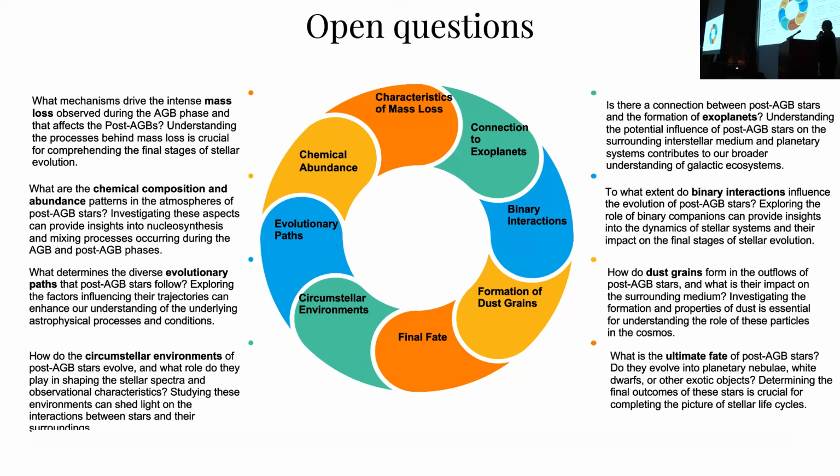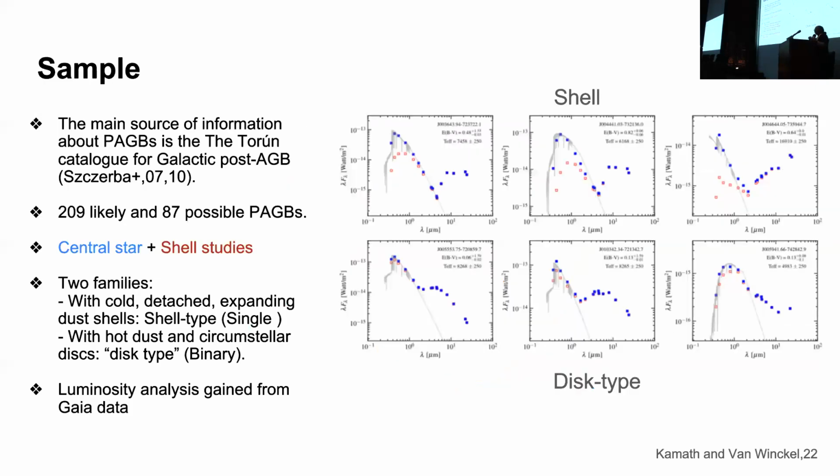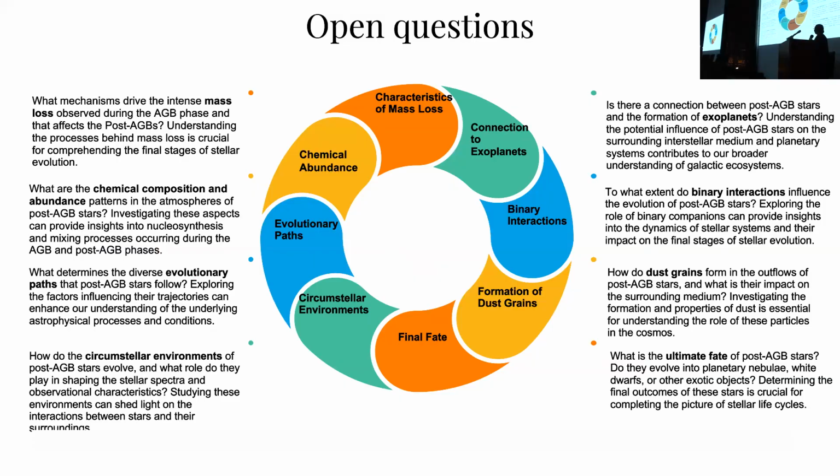Then we have the chemical abundances. Chemical abundances are very important because we want to know the composition, the abundance of post-AGB stars, so we will be able to investigate processes like nucleosynthesis. Then we have the evolutionary paths. How do post-AGB stars evolve? Do they all evolve on the same path that we've seen in the HR diagram, or do we have really different ways of going through the post-AGB phase, depending on some factors that we don't know yet? Then we have the circumstellar environment.